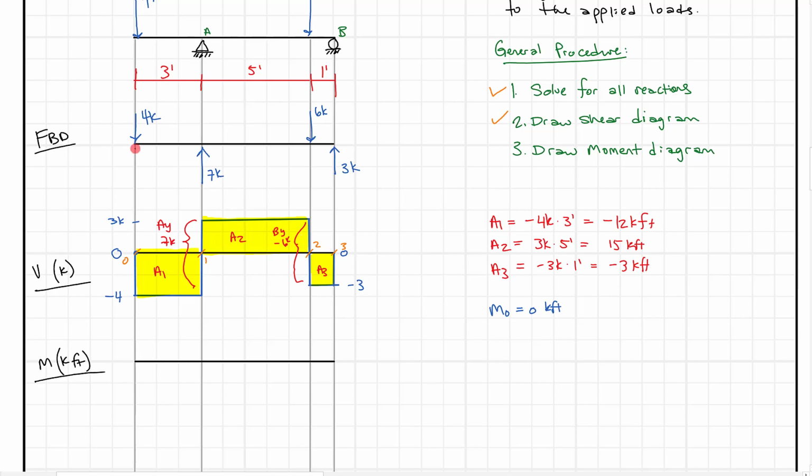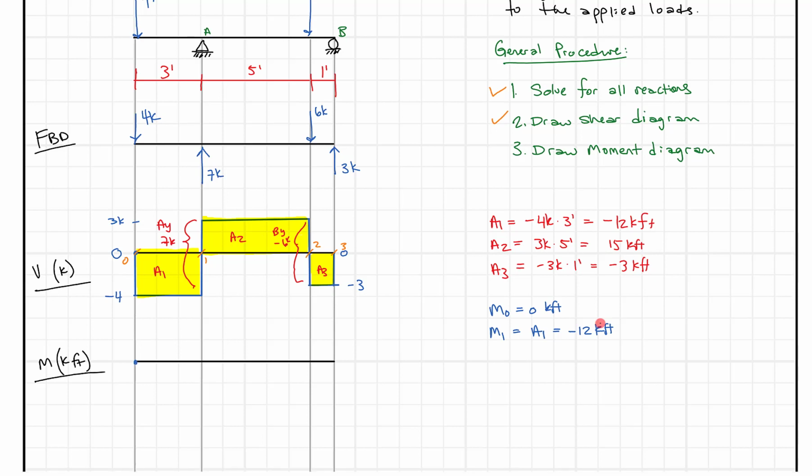Okay, we're going to start at 0. There's also no applied moment and no area to the left of this, so the moment's going to be 0. When we go to the moment at 1, what are we going to do next? The moment at 1 is just going to equal the area from 0 to 1. So what is that? Well, it's A1. So the moment at 1 equals A1, which equals -12 kip feet.